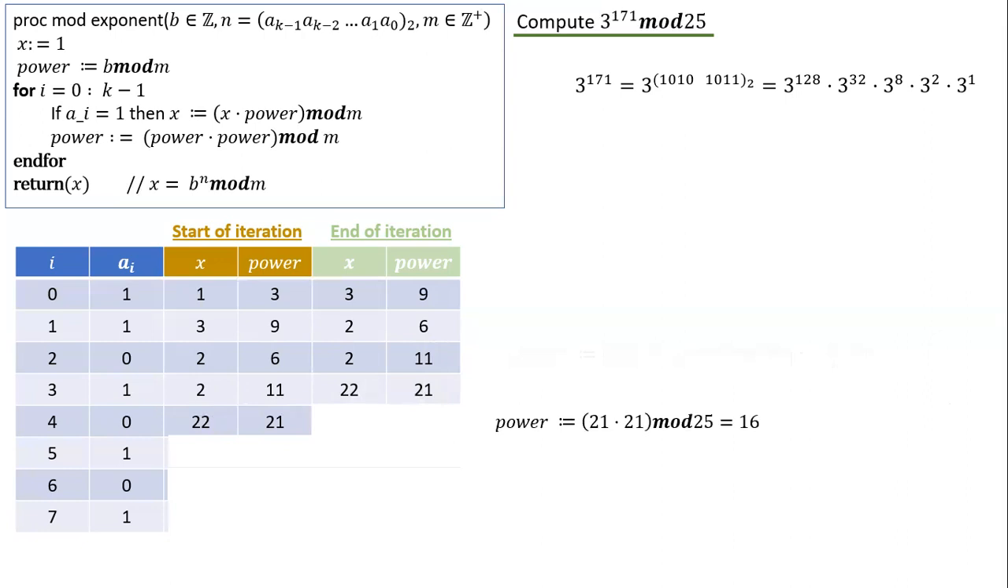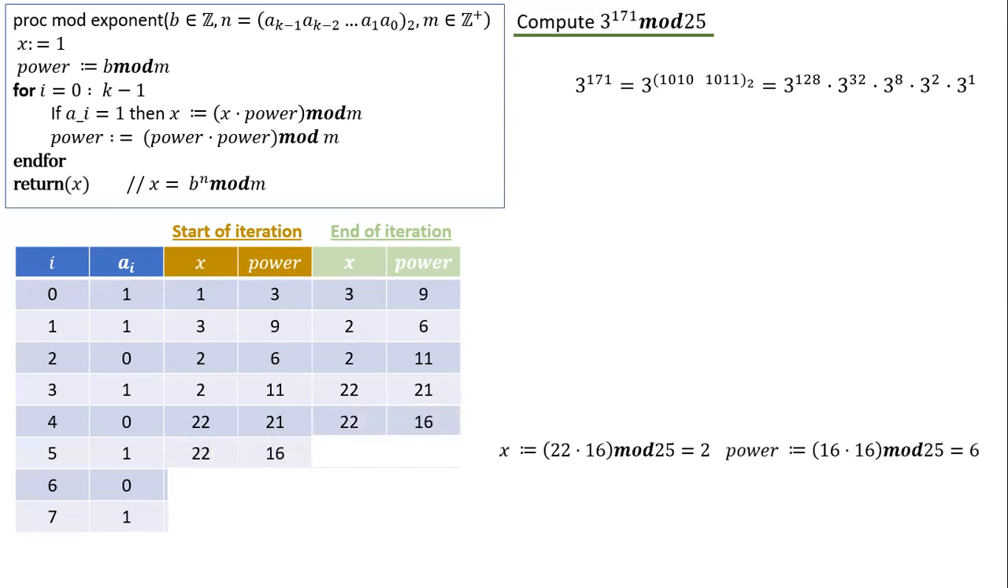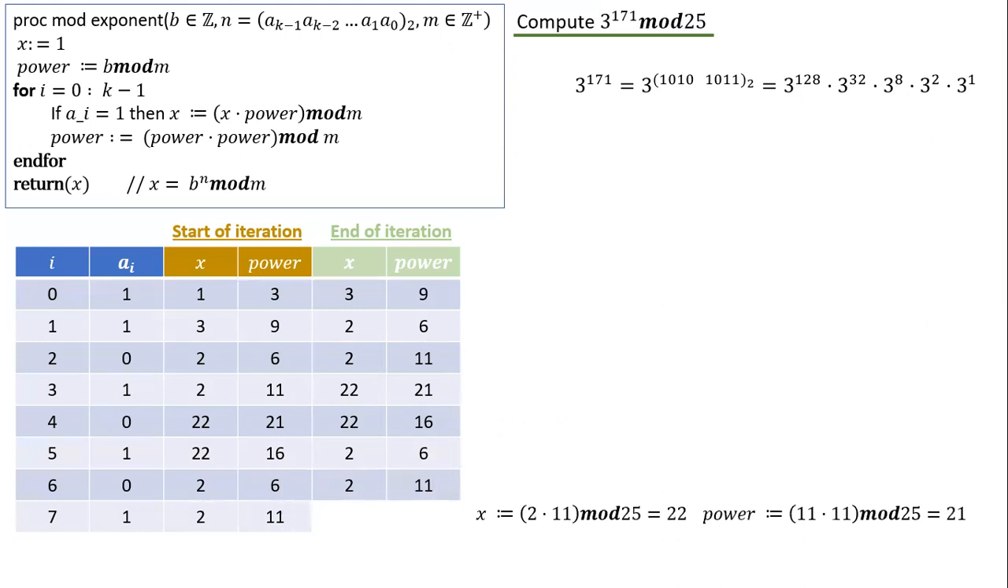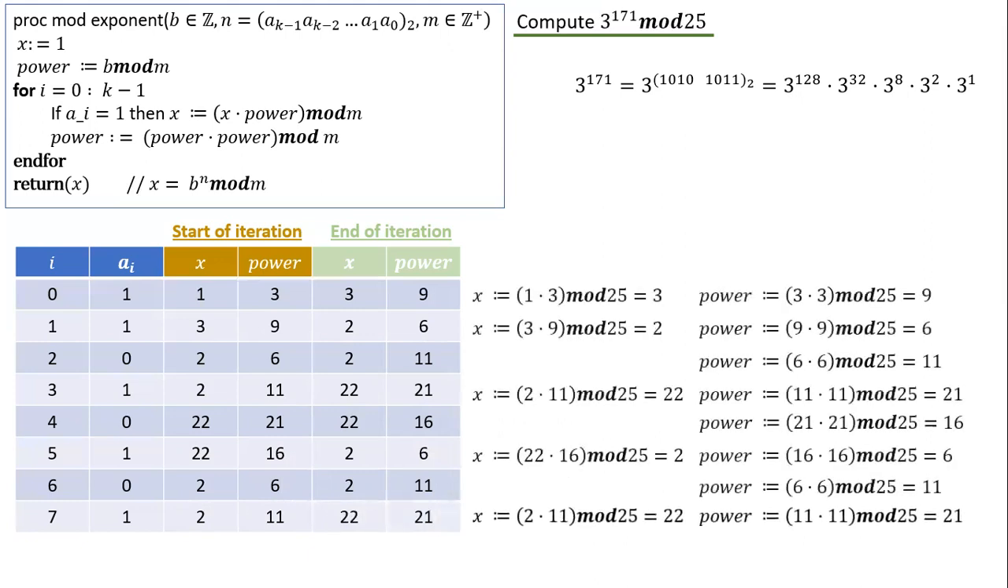Here, no triggering of the if statement, increment the power. Trigger the if statement and increment the power. Don't trigger the if statement, increment power. Finally, in the last step here, the if statement will trigger, and I still increment the power. I end up with the final assignment of x is 22, power is 21.